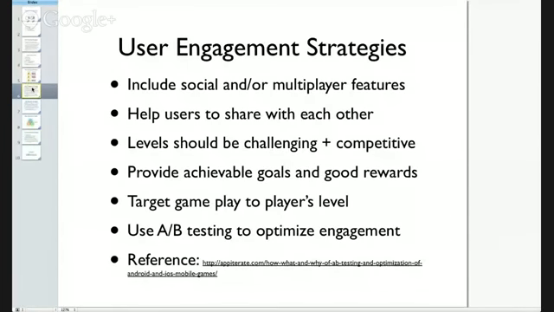Any questions about A/B testing? No. Are you planning on A/B testing? Hello, Annabelle, Andres. Any questions about A/B testing? Are you planning on using it, or using it already?